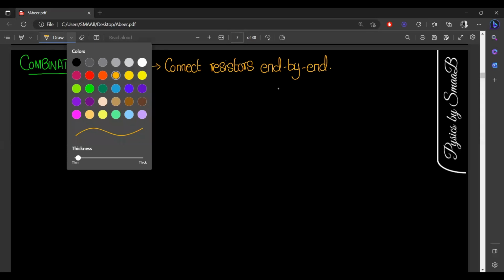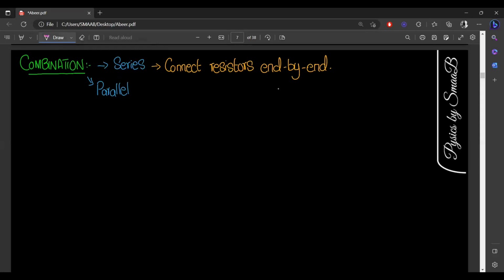And if you know about the symbol of the resistor, the symbol diagram is like this for a resistor. So this is R1 and we connect one resistor on the right. So this will be R2, then R3. So this combination is for series combination, end by end connection, right?